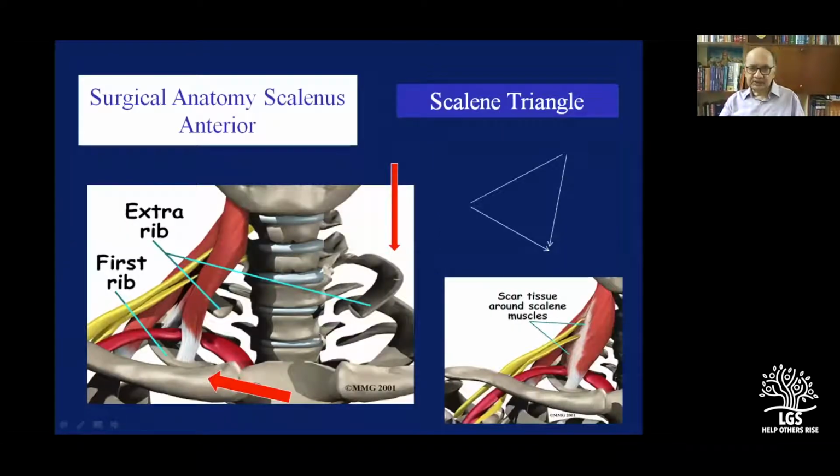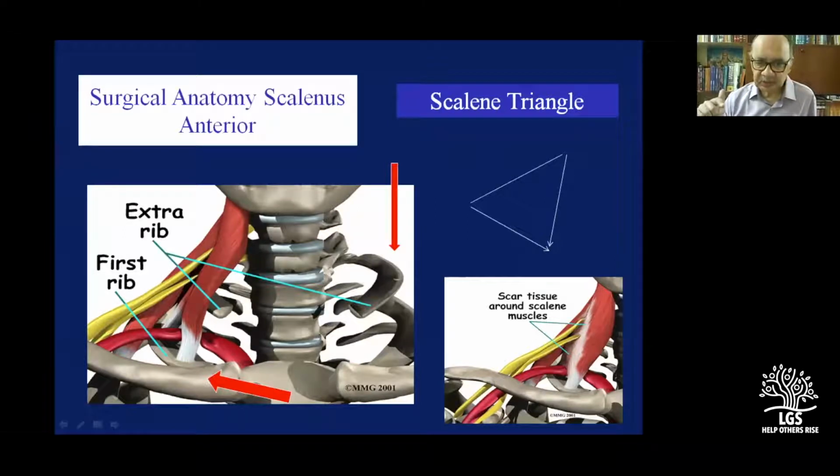See, scalene is a mathematical name for a scalene triangle, and because you have a scalene triangle, the three sides are not equal. It is called a scalene triangle. You have scar tissues around the tissues. It produces symptoms more often than a regular cervical rib.